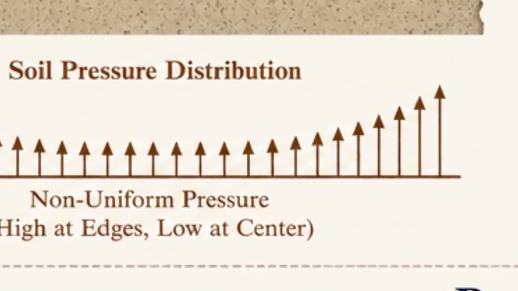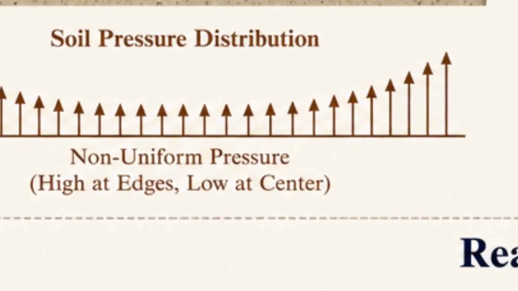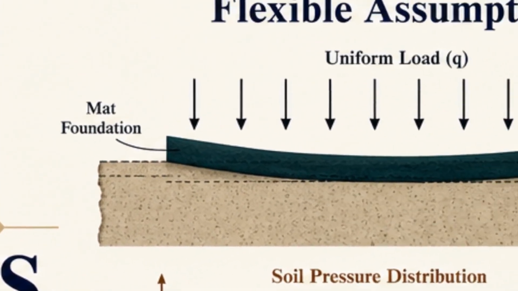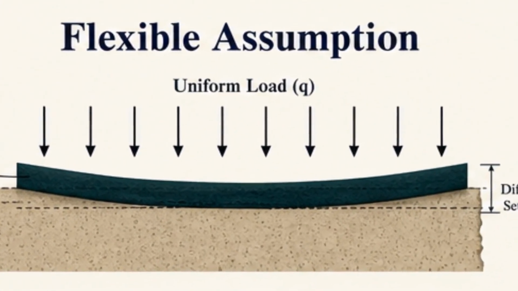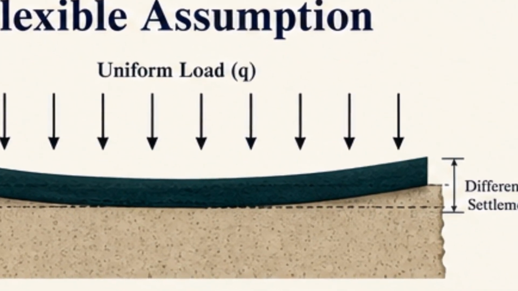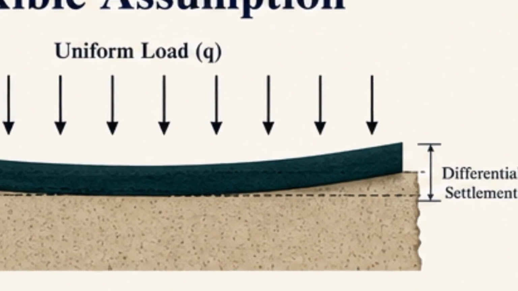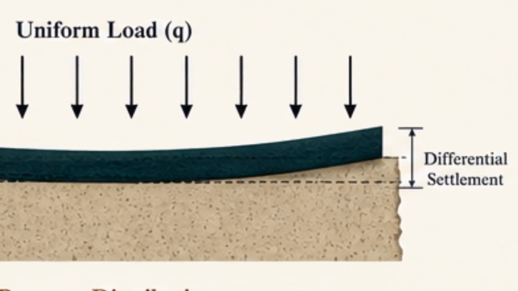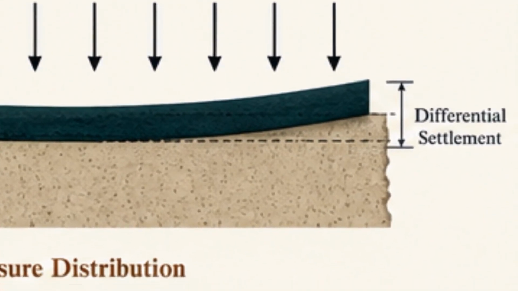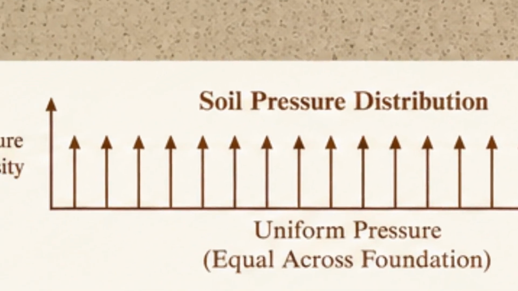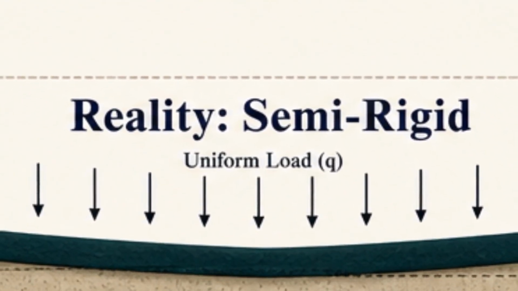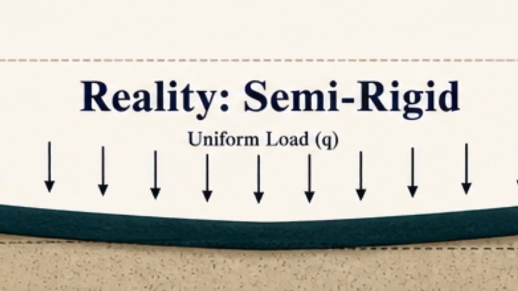The second is the flexible model. This assumes the mat has no stiffness at all, like a rubber sheet. It bends perfectly to match the soil pressure, which means under a uniform building load, the settlement is non-uniform, dishing in the middle. The truth? Every real mat foundation is semi-rigid. It's a constant negotiation. The mat tries to stay flat, and the soil tries to deform. The final shape and the resulting stresses are a compromise between the structure's stiffness and the soil's resistance.